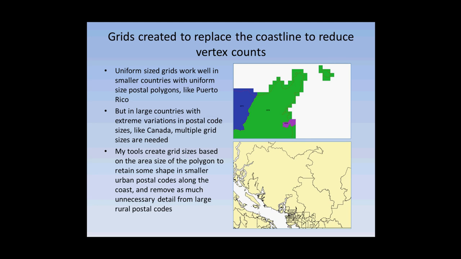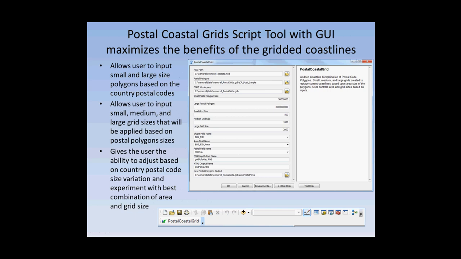But in large countries, in Canada, like we see here down on the bottom in the western part of Canada, in urban areas, we need grid variations in the sizes, because in the urban areas, we'd like to have smaller grids, but in the large areas, we don't really need to maintain as much shape, and the grids can be larger. So this is what prompted me to create my script tool, which you're seeing here, two of the requirements to have a GUI and to have a button in ArcGIS. I wanted to start out with the GUI because this is really where it maximizes the benefits of having this tool, because the user is able to control the size of the polygons that they're looking for.